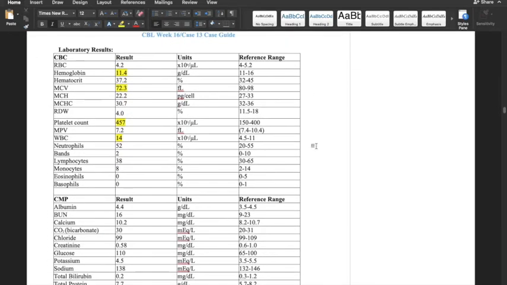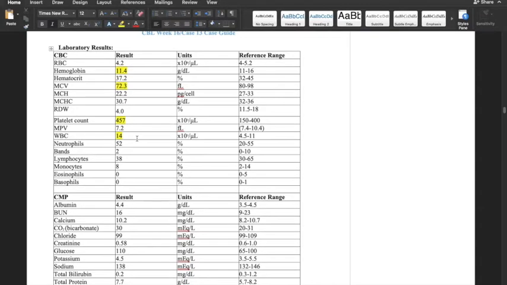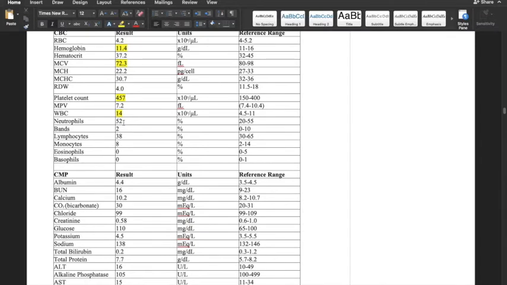So let's look at our patient's lab results. I see a mild anemia of 11.4, it's kind of borderline, but a low MCV. Thrombocytosis with a platelet count of 457. White blood cell count of 14,000, 52% neutrophils, and 2% bands. There are 38% lymphocytes. So not the most concerning differential, but there is somewhat of a leukocytosis.